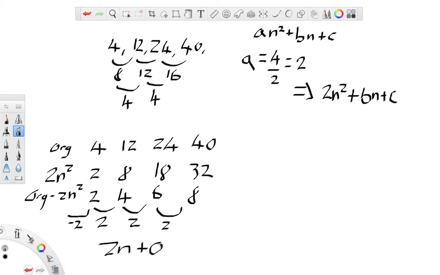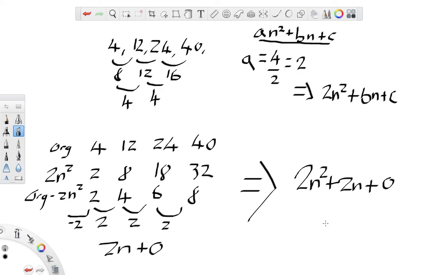So then we have our answer. We know from the work we've done to find the b and the c part that our answer is 2n squared plus 2n plus 0. So that is of the form an squared plus bn plus c. We don't write the 0 in maths, so we just leave it as 2n squared plus 2n.